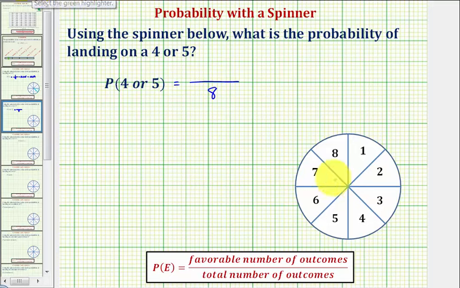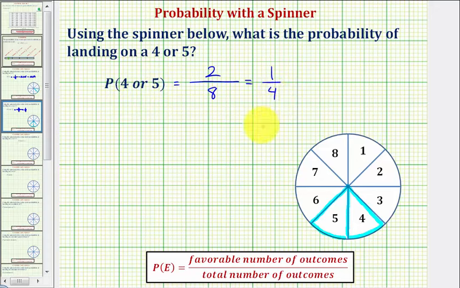So if it lands here as a 4, it's favorable, as well as if it lands here on a 5. So there are two favorable outcomes, and therefore our probability is 2/8, which does simplify. There's a common factor of 2. 2/8 simplifies to 1/4. So the probability of spinning a 4 or a 5 is 1/4.